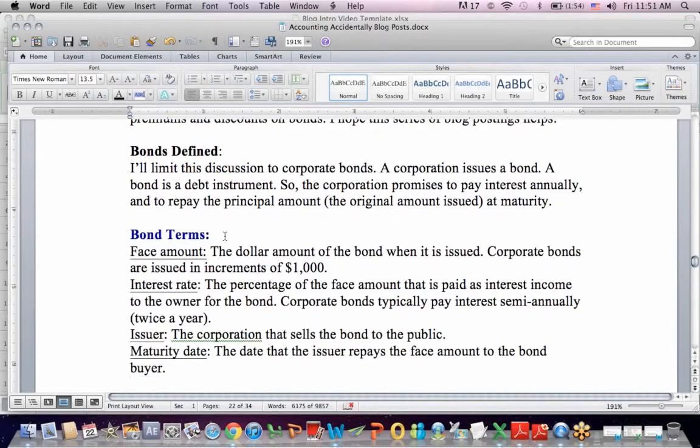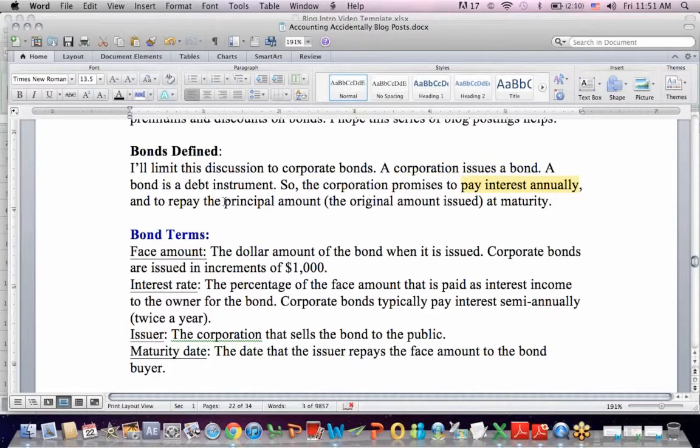And for this discussion, I want to talk about a corporate bond specifically, a bond issued by a corporation. So for the corporation, that bond is a debt instrument. They get cash in exchange for issuing debt. I'm going to make a note here as we go. For corporate bonds, the interest payments are usually semi-annually, twice a year. That's the standard that you'll see, particularly with CPA exam questions.